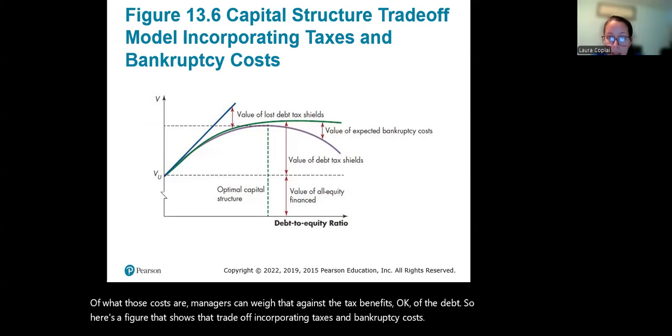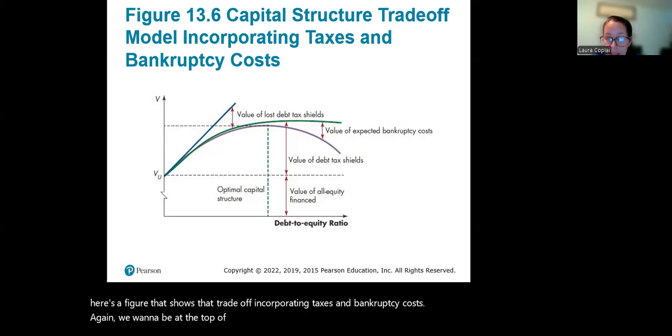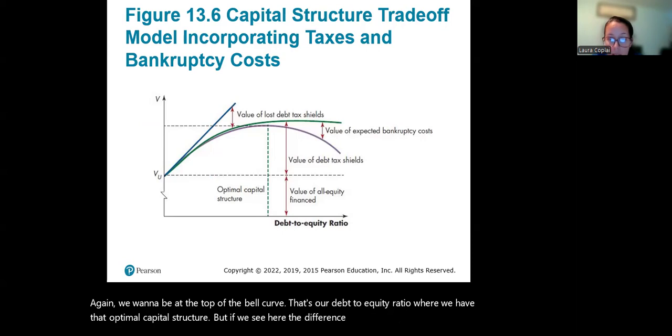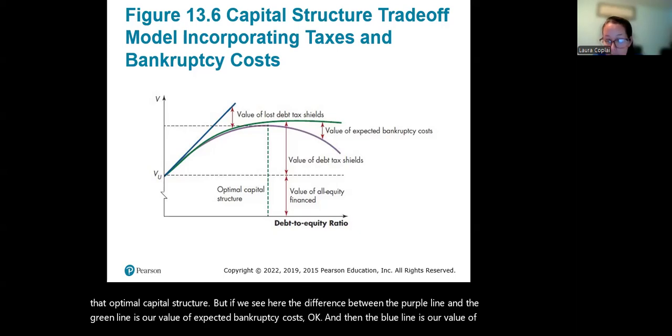Again, we want to be at the top of the bell curve. That's our debt to equity ratio where we have that optimal capital structure. But if we see here, the difference between the purple line and the green line is our value of expected bankruptcy costs, okay? And then the blue line is our value of lost debt tax shields.